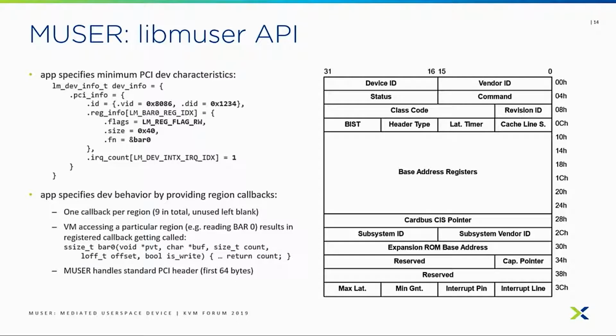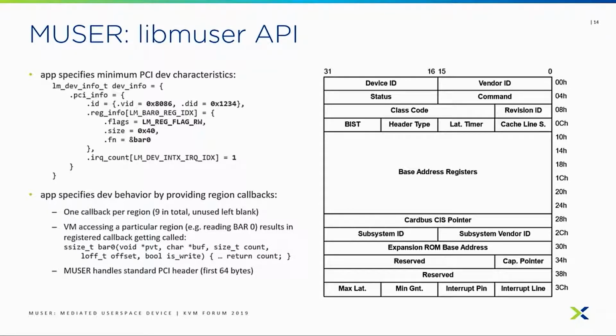So here's how a device emulation looks like in the guest. We have the vendor and device ID. We only have, let's say, one PCI region, bar 0. It's readable, writable. It's 64 bytes in size. And accesses to this bar are handled by the bar 0 callback, which is declared here. And our device also supports INTx interrupt. So the only thing our device emulation does now is simply receive callbacks whenever the guest reads from or writes to this bar.